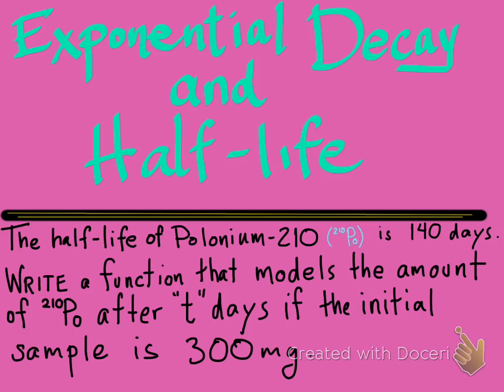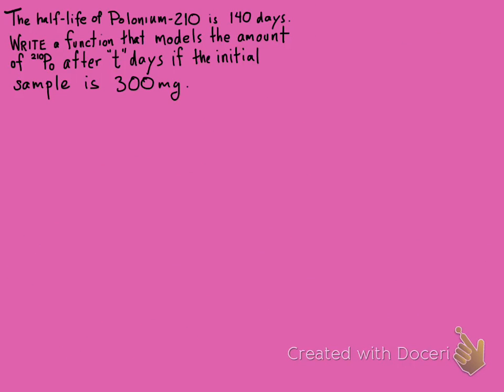So here's the problem. The half-life of polonium-210 is 140 days. Write a function that models the amount of polonium-210 after t days if the initial sample is 300 milligrams. If you recall, our model for exponential growth looks like that, except that the exponent is negative. N of t equals N sub 0 times e to the negative rt. So there's our model. If we're supposed to write a function, it should look like that.